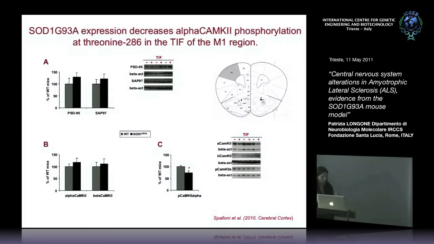As I said, the so-called postsynaptic density compartment is a very rich compartment of scaffolding and modulatory proteins. And we asked if the imbalance in the NMDA receptor was affecting also scaffolding or modulatory proteins in the postsynaptic compartment. And we looked at two scaffolding proteins, PSD95 and SAP97, known to interact with NMDA receptors, and in particular SAP97 with the NR2A subunit.